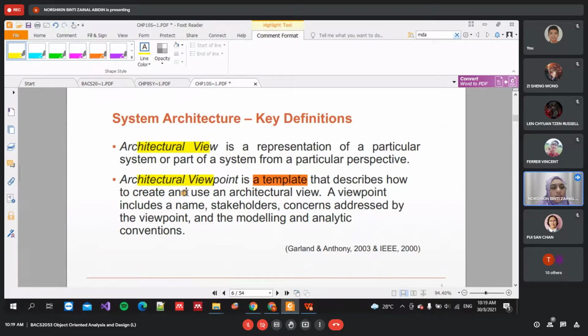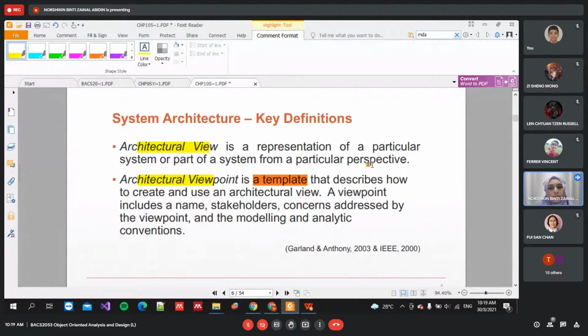So actually, there's a lot to learn about architecture of computer. Okay, so here are the terms that you need to know. First is architectural view. So what is architectural view? Architectural view is a representation of a particular system or part of a system from a particular perspective. So what does this point mean?